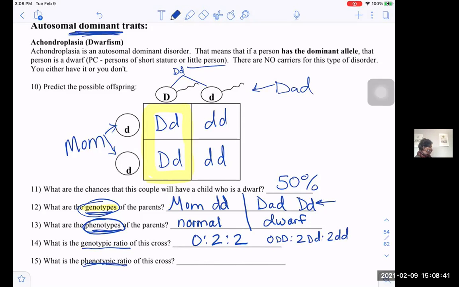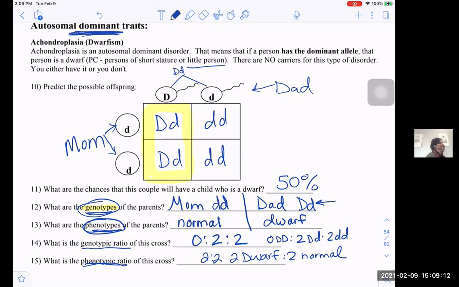Dwarf to normal. A little worried that my computer is going to die. Thank you, Faith. 2 to 2, right? 2 are showing the dwarf dominant trait, and 2 are showing the normal recessive trait.